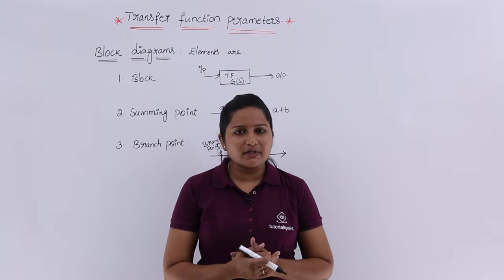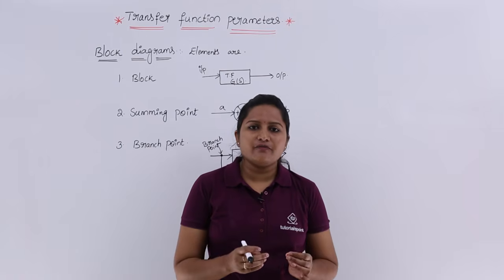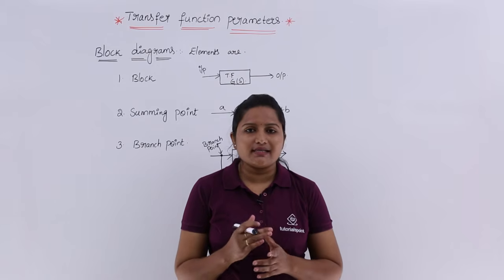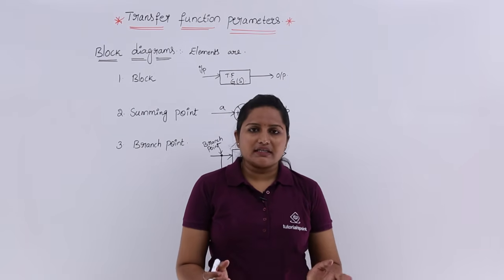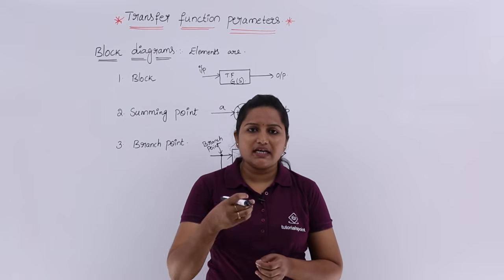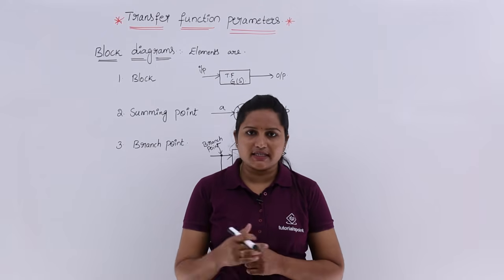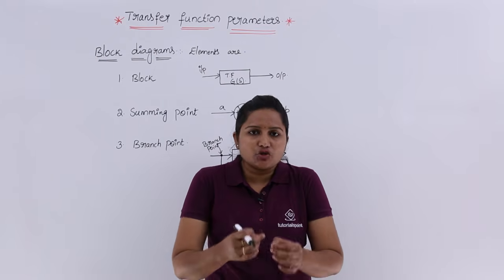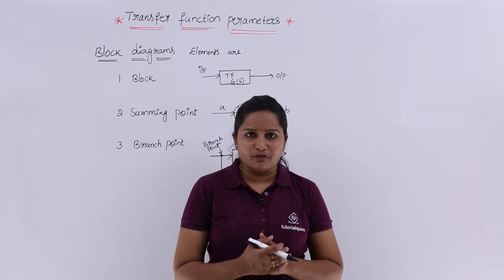Generally, a control system contains a number of components. So, the function of each component can be represented with a diagram called a block diagram. The block diagram is nothing but a pictorial representation of the components integrated in a control system and the signals, that means the flow of signals through those components.